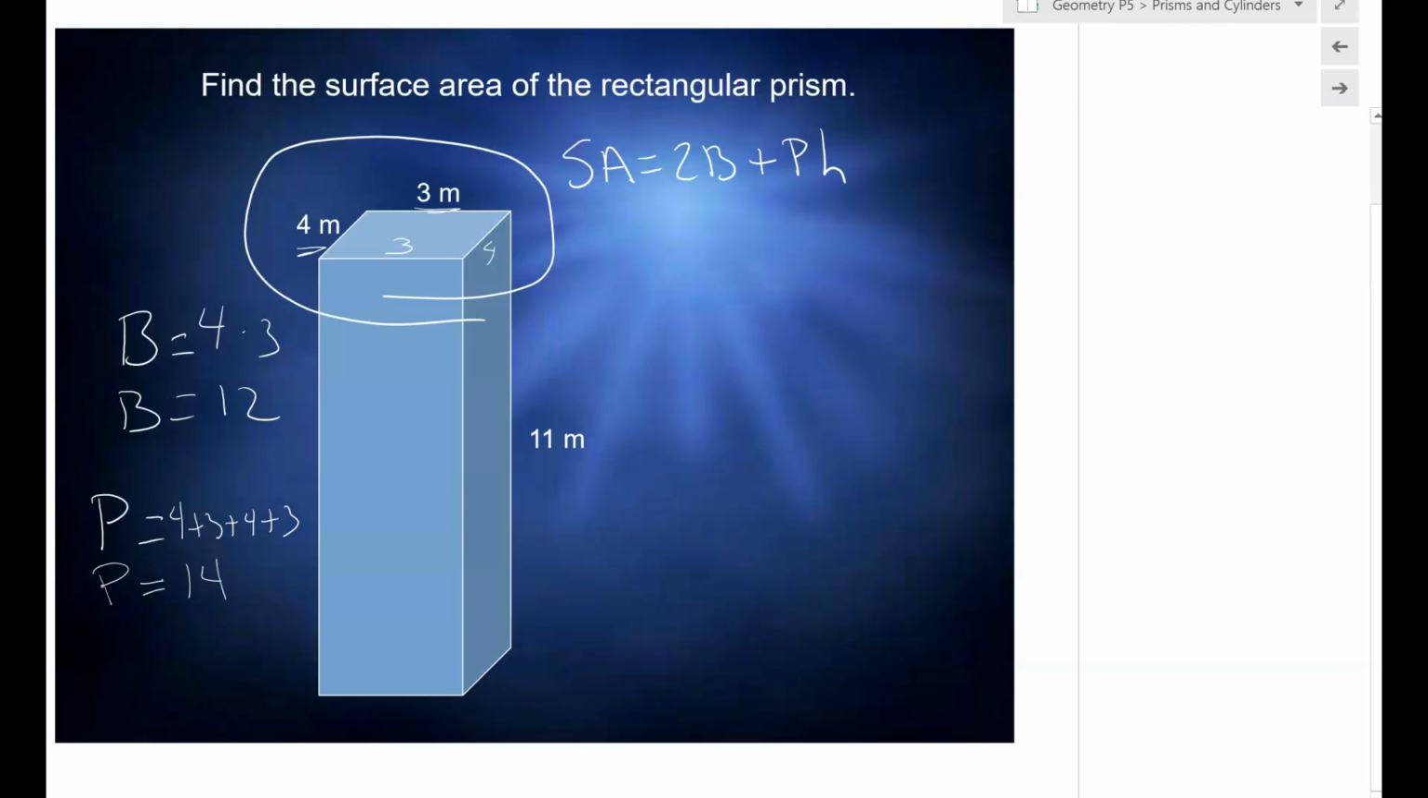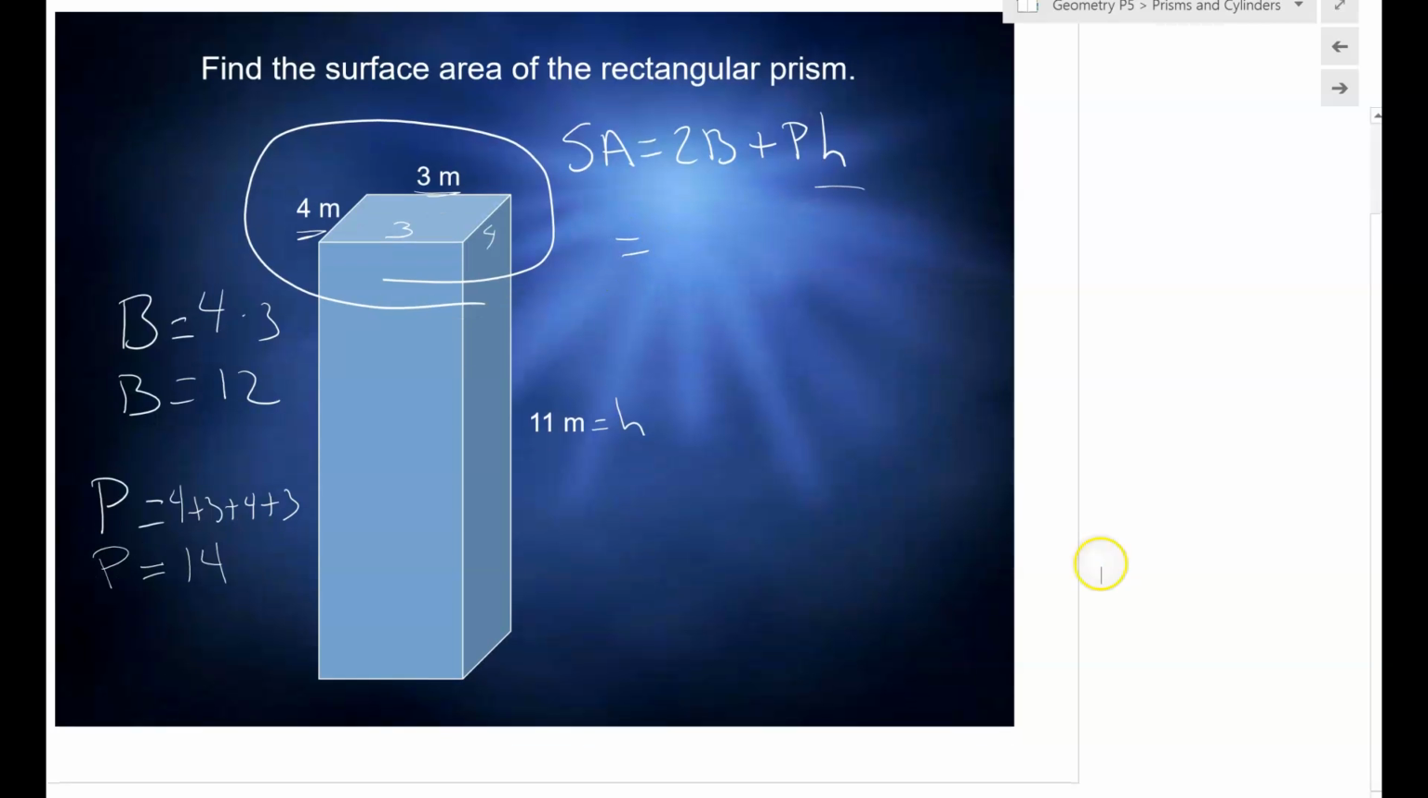Now, the other thing we need to know is this h. Well, we can see that right there is my h, the 11 meters. That distance there. So all I do is then just plug in. So really the only work is finding that area and perimeter. And so then it becomes 2 times 12 plus 14 times 11.